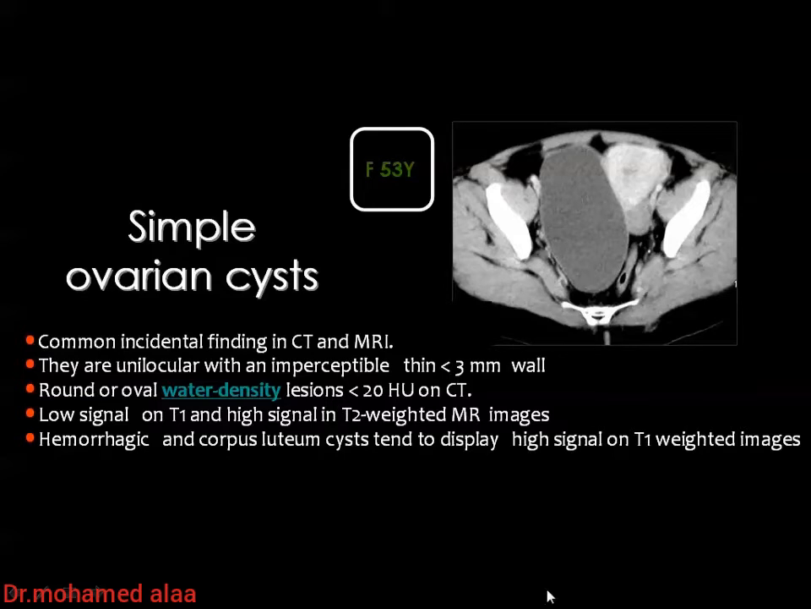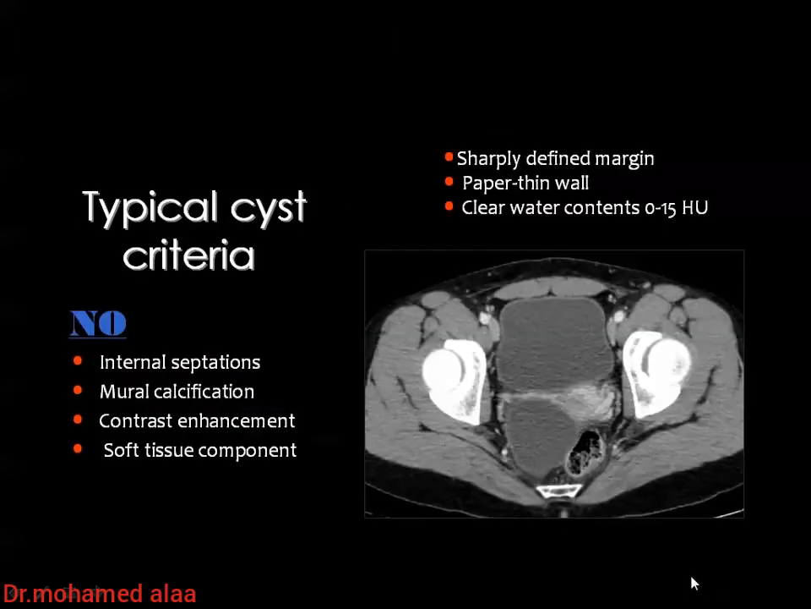And the cyst in the ovary may enlarge, may reach a large size like this, but it will maintain the typical criteria of a simple cyst anywhere in the body. These are 3 positive findings and 4 negative findings. The simple cyst should have a sharply defined margin, paper thin wall, clear water content. And there is no internal septation, no mural calcification, no contrast enhancement, and no soft tissue component.